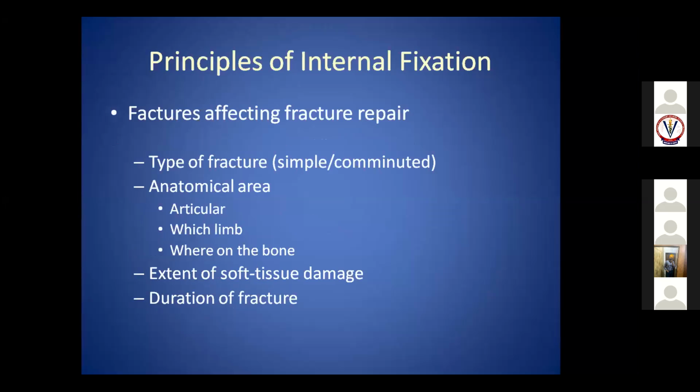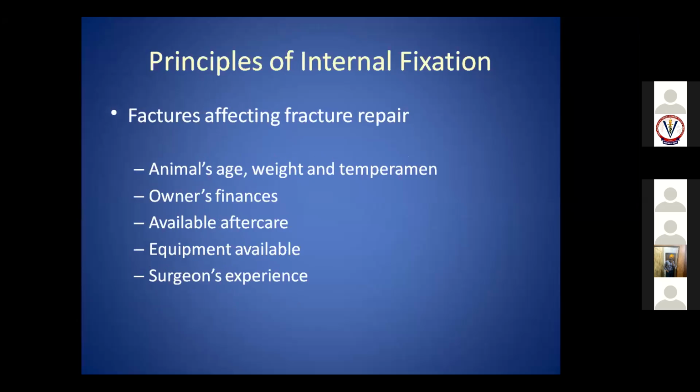Now, what are the factors affecting fractures? The type of fracture, the anatomical area, whether it is an articular area or a facial area, how badly the soft tissue is damaged, and how long ago the fracture occurred. So these all affect the fracture, like animal age, weight of the animal, temperament of the animal, finance of the owner, aftercare of the animal, equipment, and even the surgeon's experience.